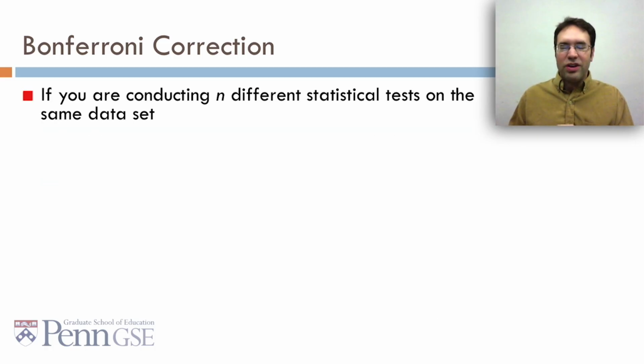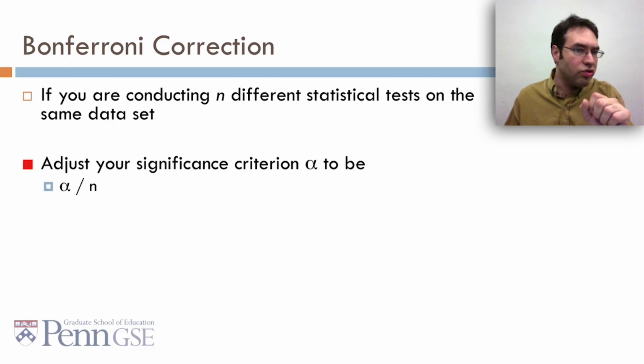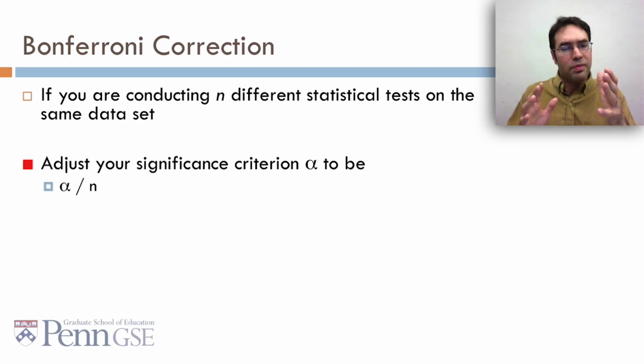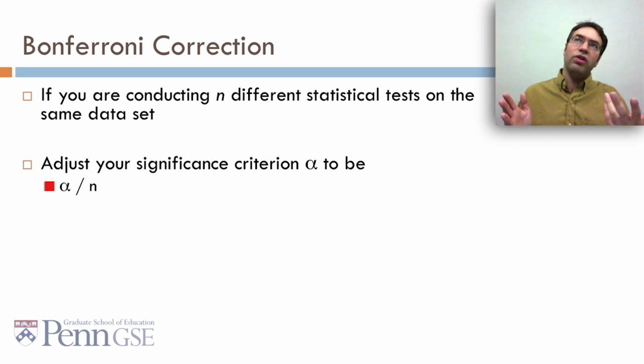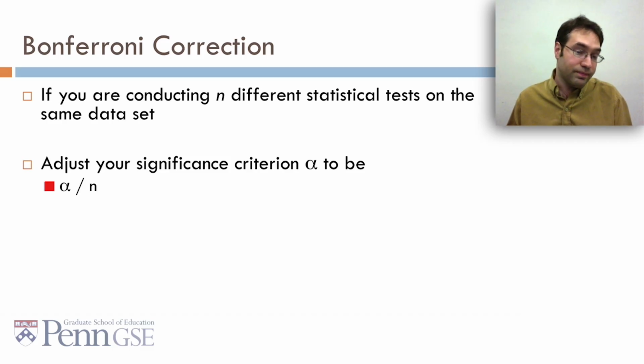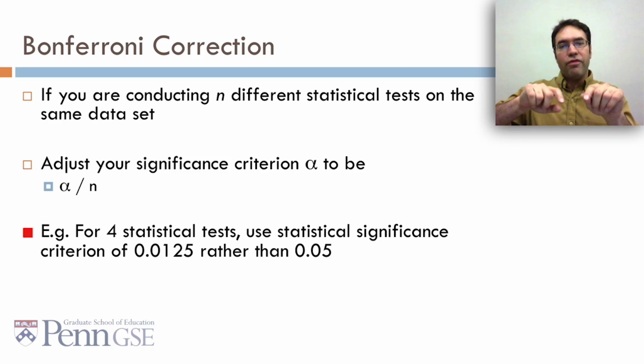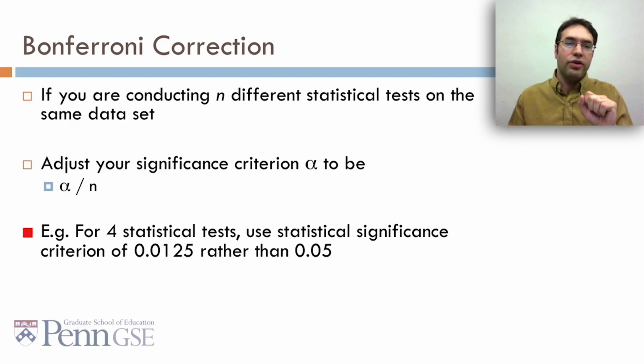Anyways, if you're conducting n statistical significance tests on the same dataset, then under a Bonferroni correction, you adjust your significance criterion alpha to be alpha divided by n. So you take the significance criterion alpha, usually 0.05, and you divide it by n, the number of tests you did. In other words, for 4 statistical tests, you take 0.05 divided by 4 and use the statistical significance criterion of 0.0125 rather than 0.05.